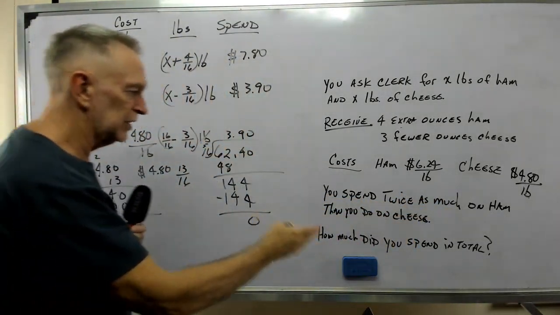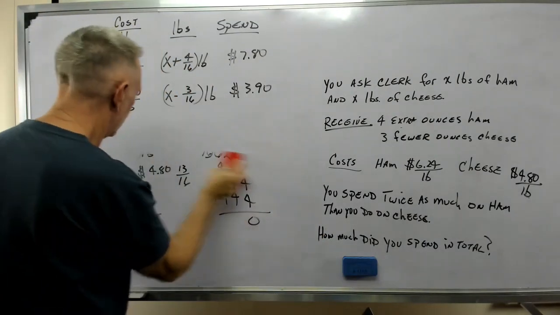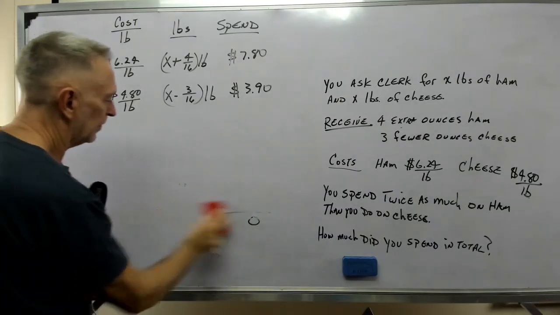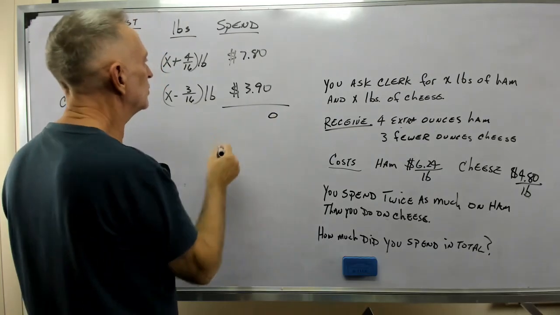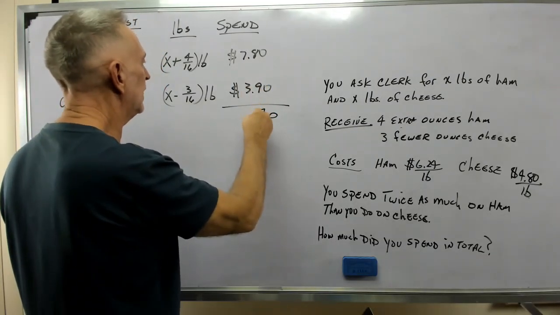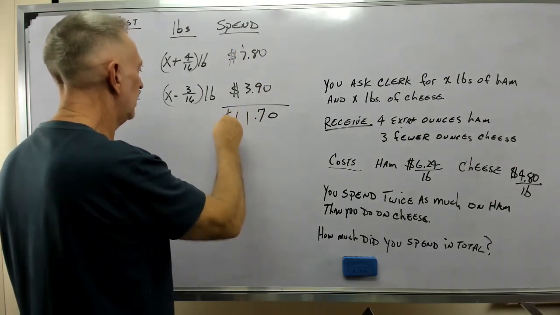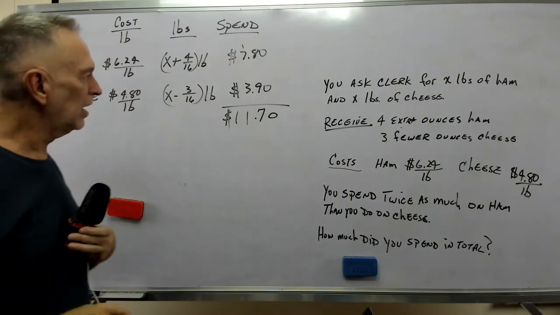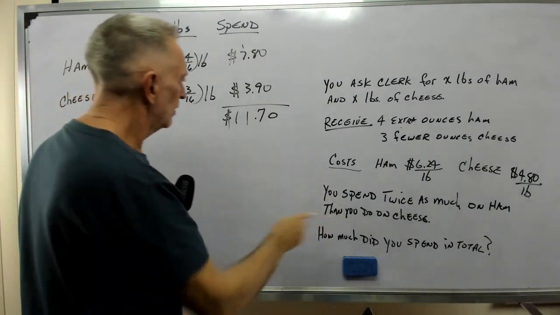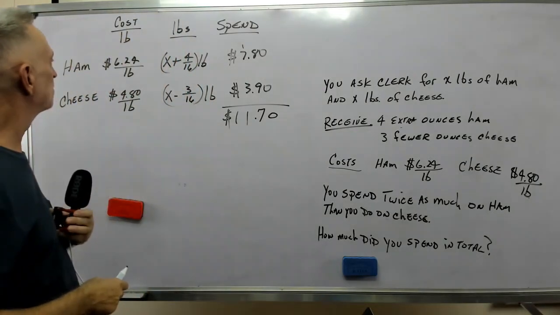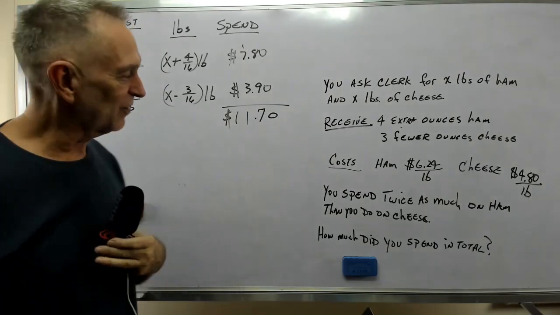So how much did we spend in total? We're almost there. Okay. Add these two up. 0 plus 0 is 0. 9 plus 8, 17. Carry the 1. 7 plus 3 is 10 plus 1 is 11. So we spent $11.70 in total for the ham and the cheese. I told you this was a cool problem. I like stuff like this.